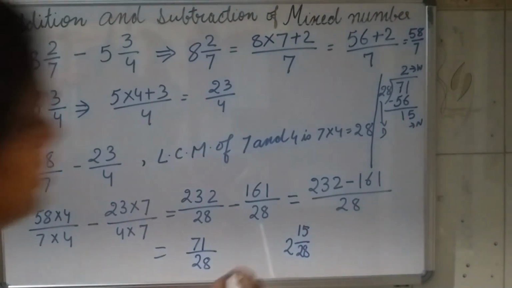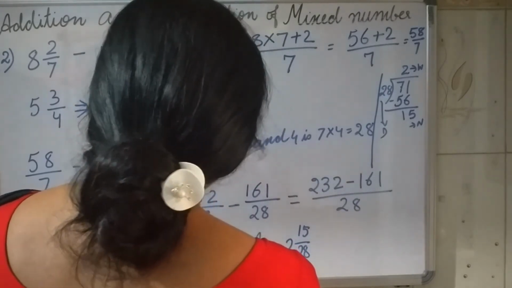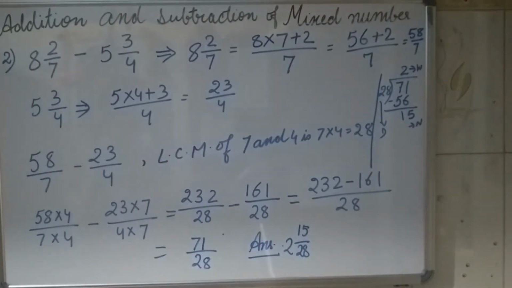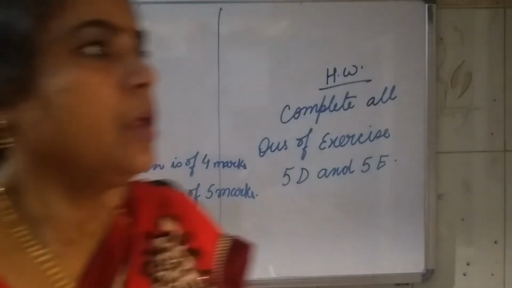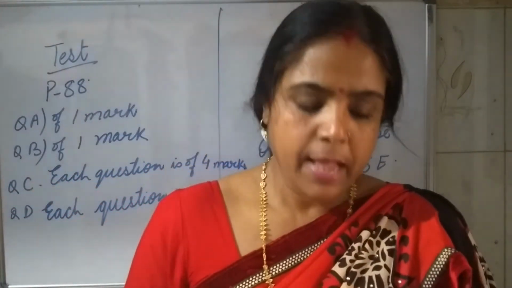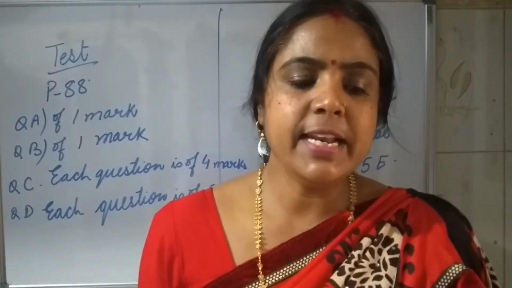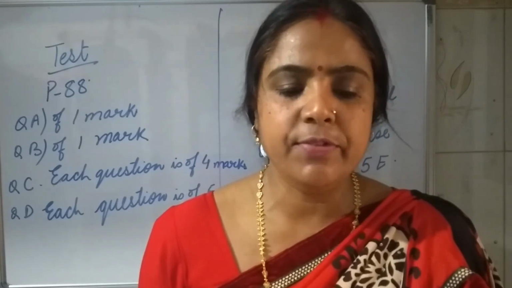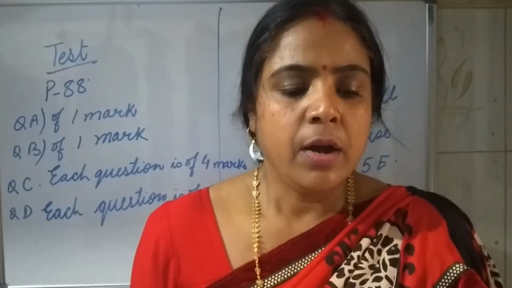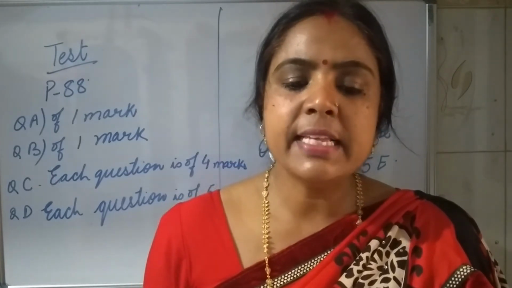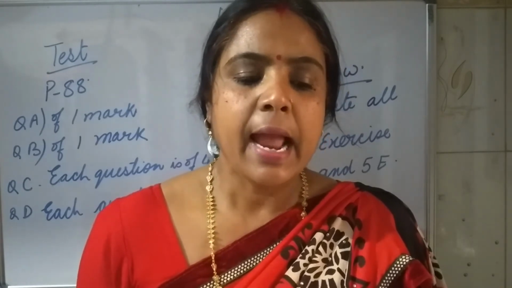And this is the answer. Now we are switching to the word problem. At page number 86, there are two word problems. First one is: Seema walked 1/5 of the distance to the school, and she took a bus for 2/5 of the distance to school. What fraction of the total distance did she cover by walking and by bus?